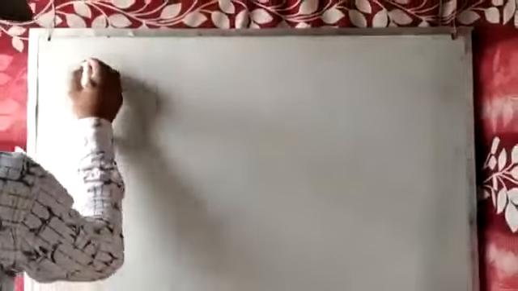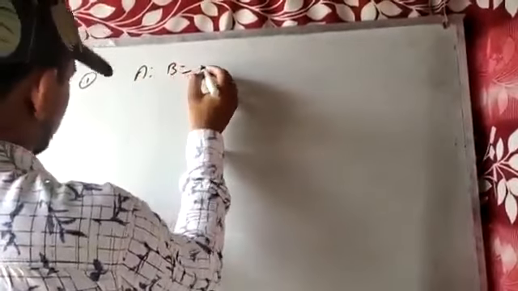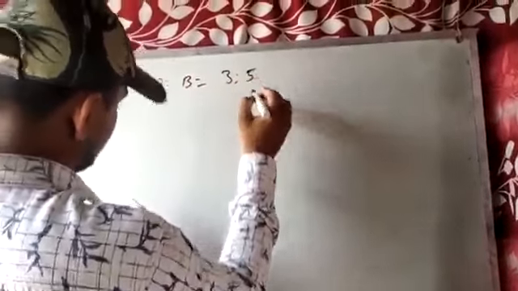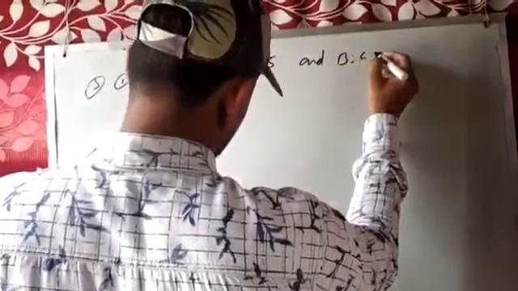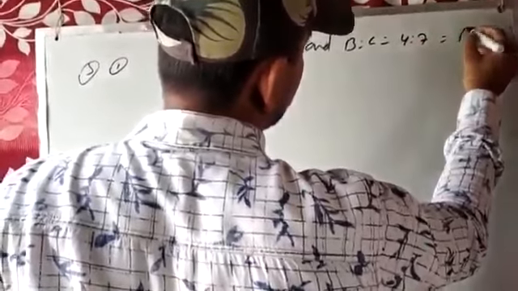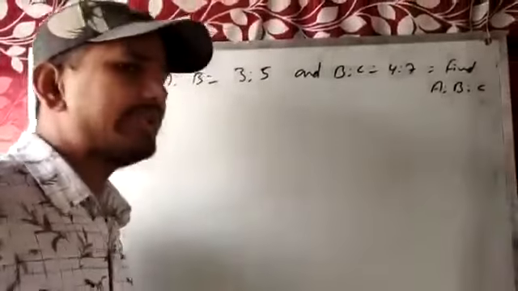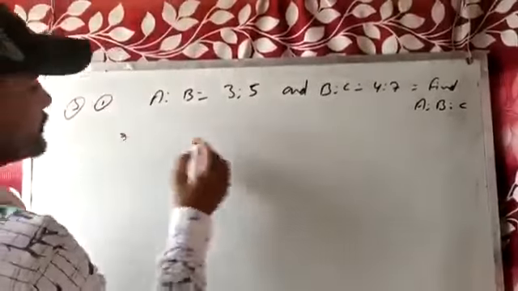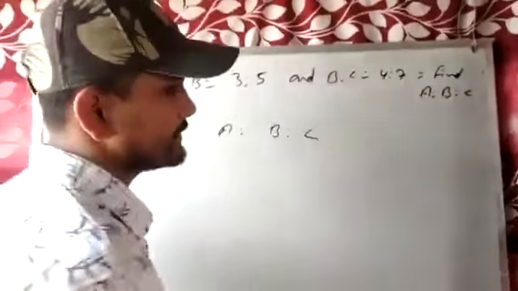Now question number 5. Okay, 5. First question. If the ratio is given, if A is to B is equal to 3 is to 5 and B is to C is equal to 4 is to 7, then you have to find A is to B is to C. That's very easy. How will you find? First of all, you have to write A is to B is to C.